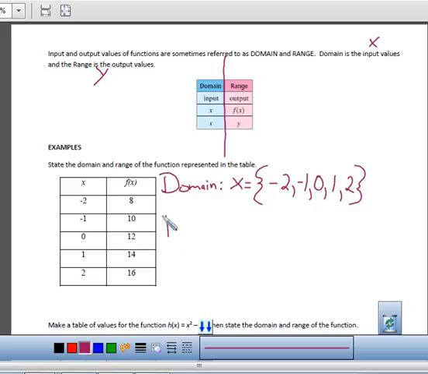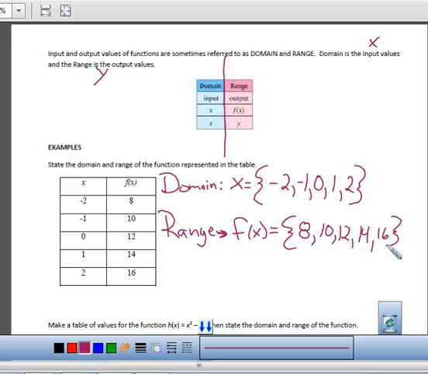For the range, make sure when you do the range or the domain that you write the appropriate heading after your arrow or after your colon. So the range is f of x, that's my heading this time, equals curly bracket. Now put your numbers in order: 8, 10, 12, 14, 16.